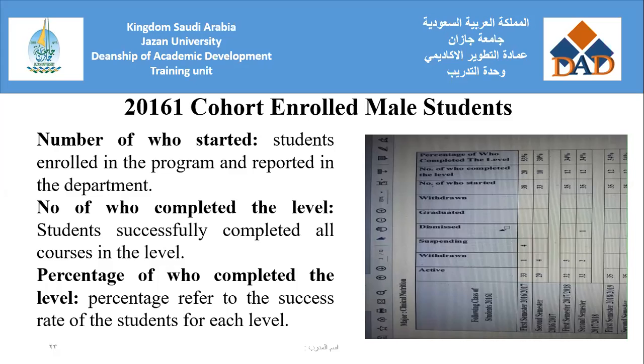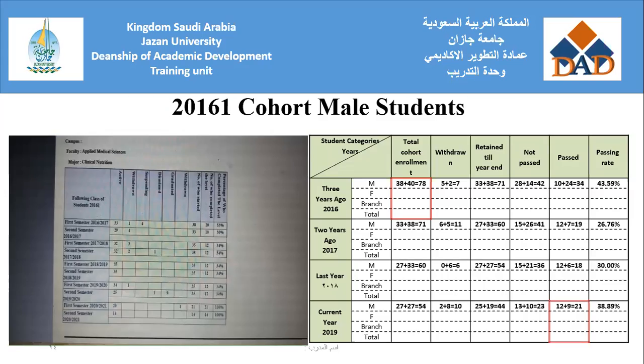And the number who started the course: students enrolled in the program and reported in the department. Number who completed the level: students who successfully completed all courses in the level. And the percentage who completed the level refers to the success rate of the students for each level. So by this information, I have prepared a cohort table.